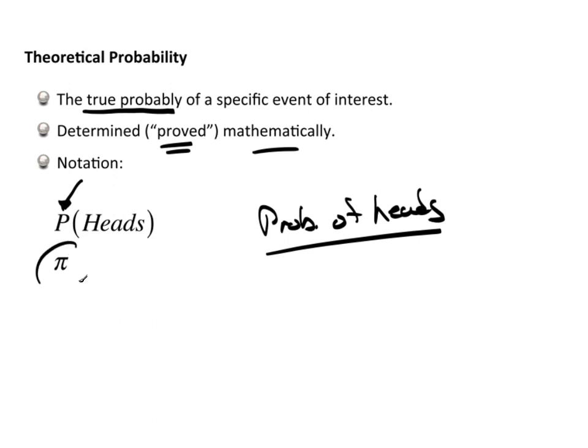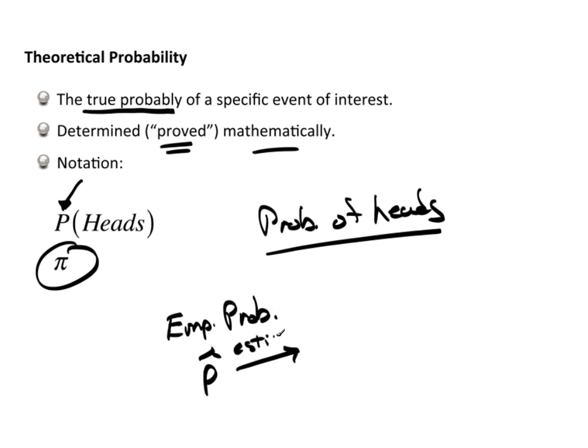Now the true probability is the Greek letter pi. And remember, for the empirical probability we used P hat. P hat is used to estimate pi, the true probability. Empirical probability, true probability.